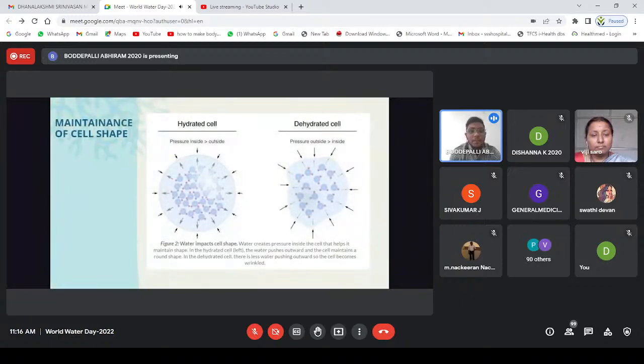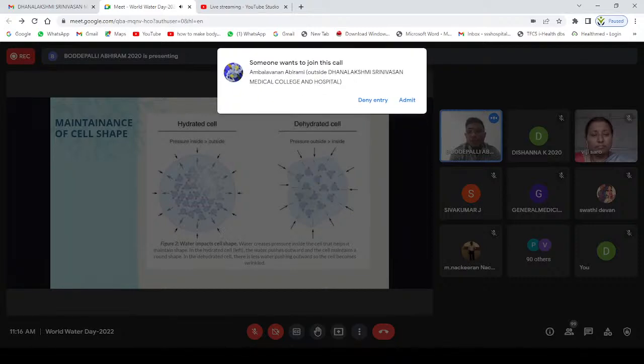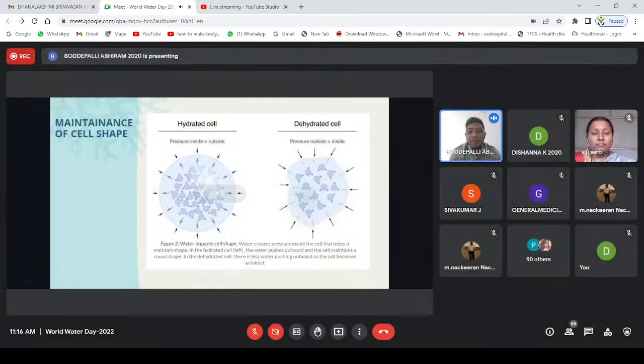The next one is the maintenance of cell shape. Flow of water across the membrane is made possible by the intrinsic permeability of the membrane and the presence of aquaporins. This is a vital and essential process in many key aspects of the human body, that is kidney water reabsorption, cell volume regulation, cell cytoplasmic ionic balance, and cell motility.